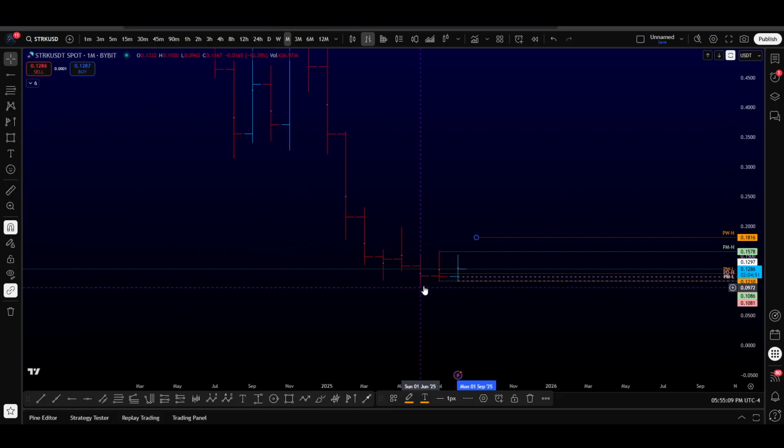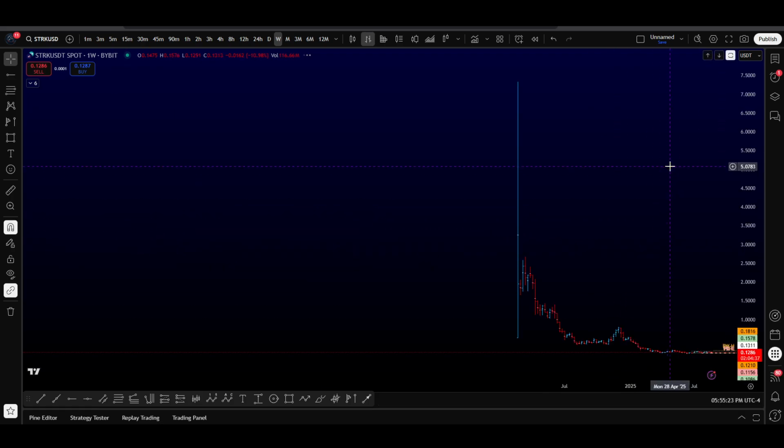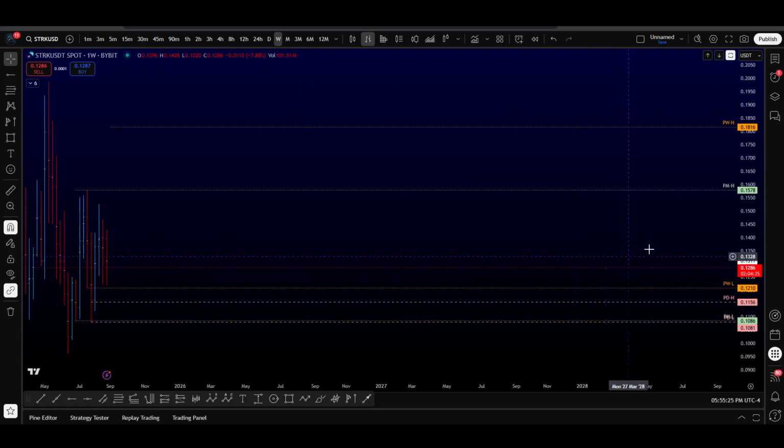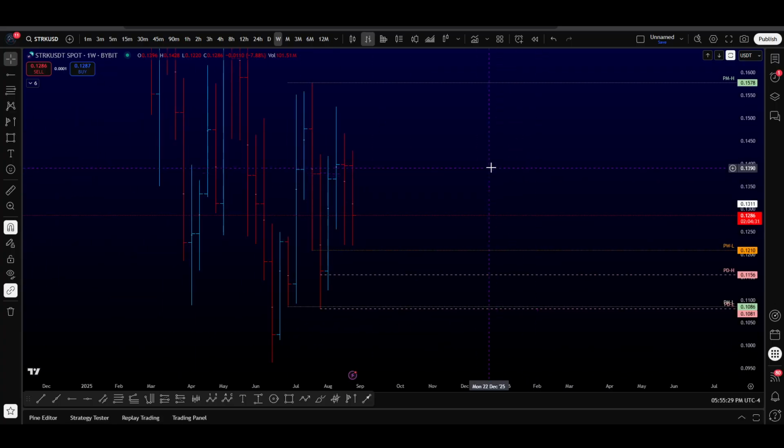And as you can see here on the monthly, we spent basically 5 months between 9 cents to 19 cents. So definitely an accumulation distribution pattern happening. Now let's go ahead and see what's been going on last week. So last week, highs and lows.